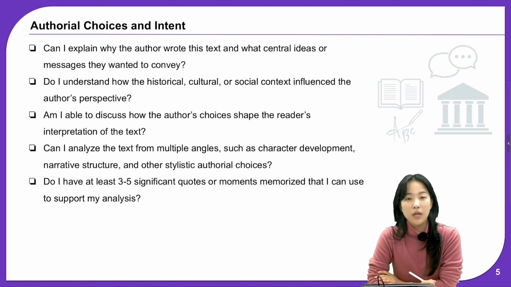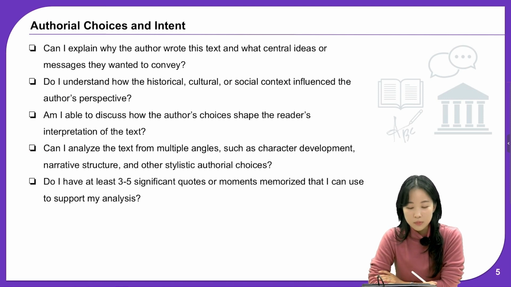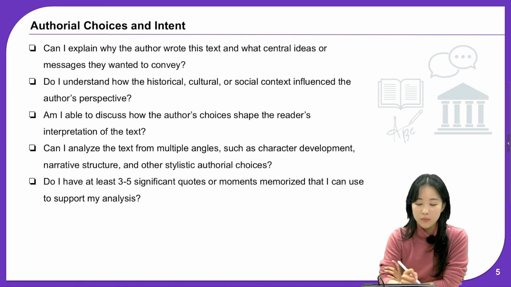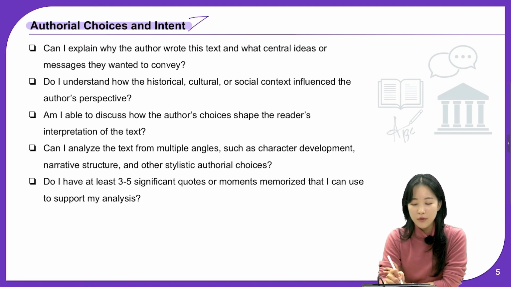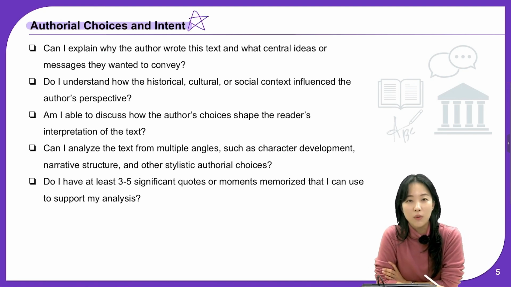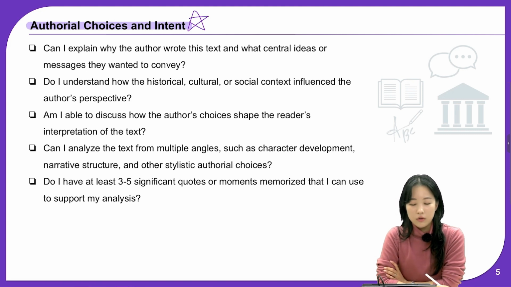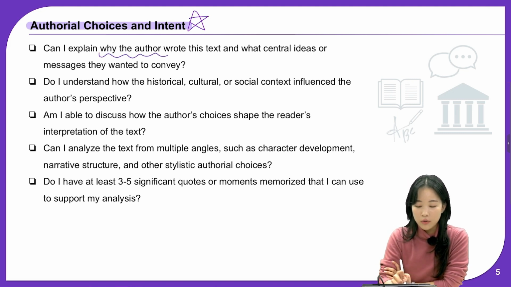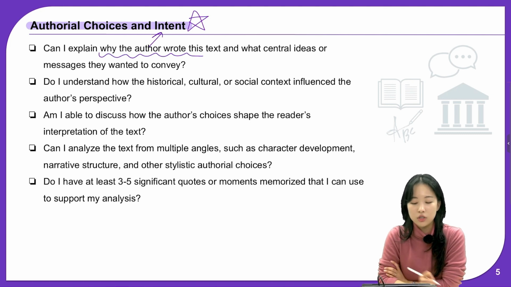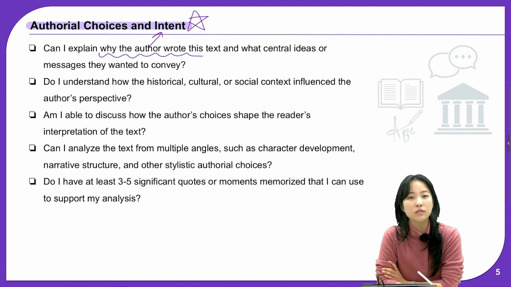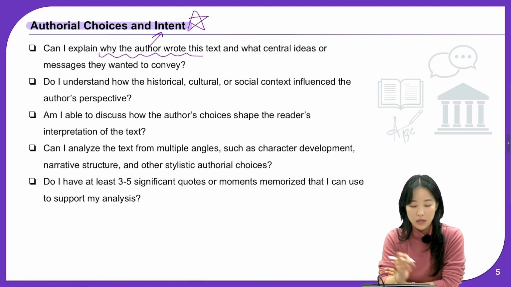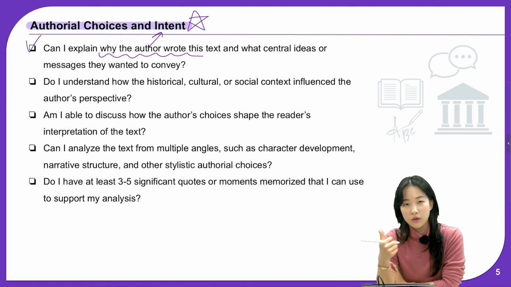After that, we now want to consider authorial choices and intent, because this is the main part of our paper 2, okay? Without this, you will not be able to score well for a paper 2. So, number 1, can I explain why the author wrote this text and what central ideas or messages they wanted to convey? Why the author wrote this text. This is directly intention. So through this book, what did the author want to say or do? If you can understand that, good. That means you have a good understanding of the text.